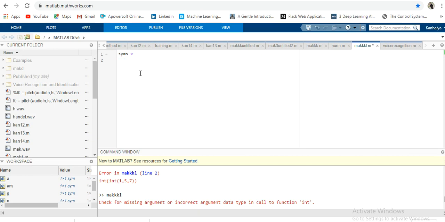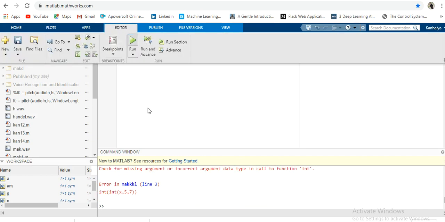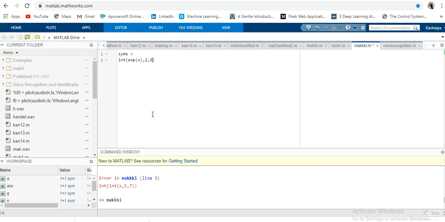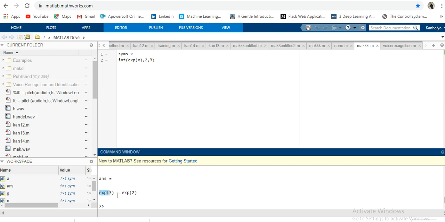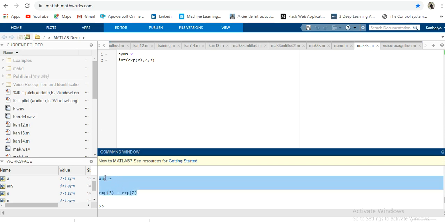Now let's try for exponential. Int exp of x, and our limit will be, okay, sorry, our limit will be 2 comma 5. See if it is giving the right answer. Yeah, exp of 5 minus exp of 2. That is what I was expecting.